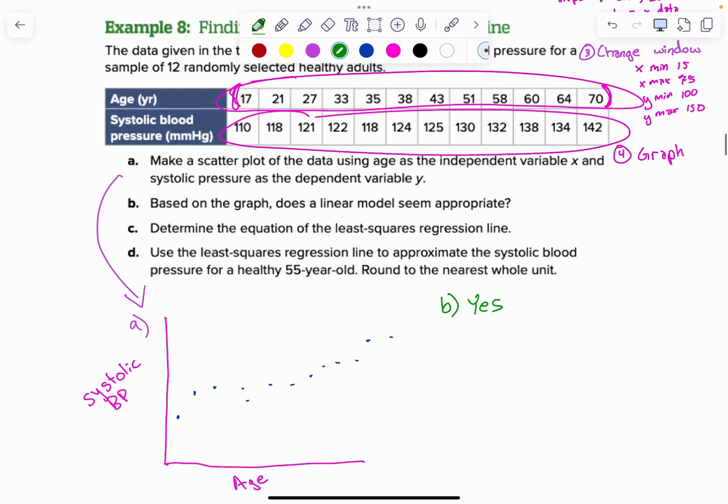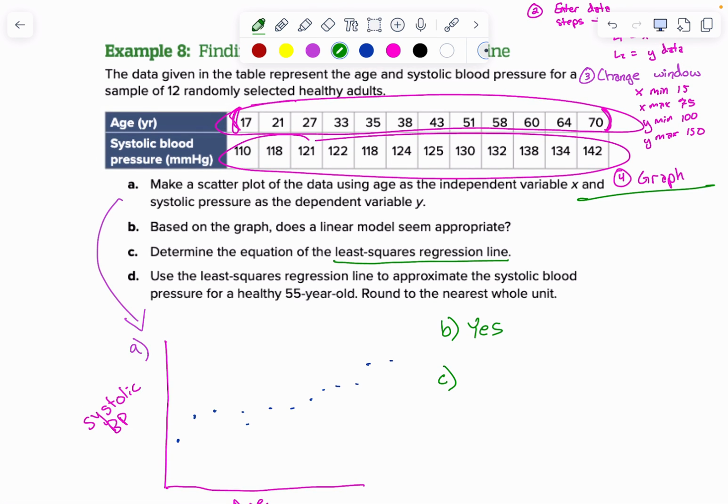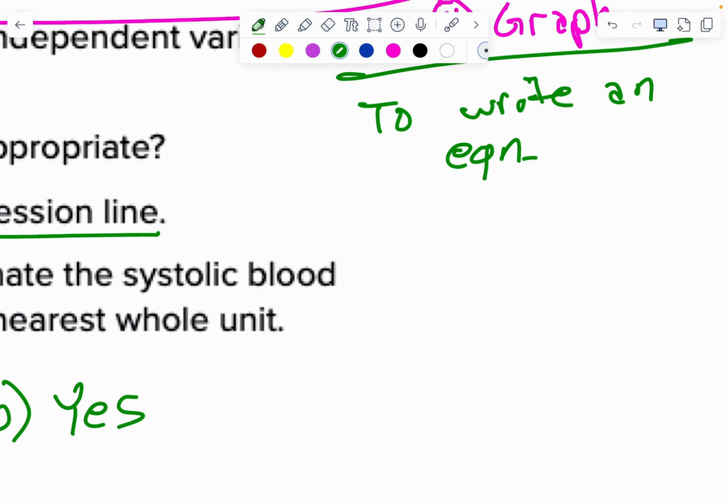Okay, determine the equation of the least squares regression line. That's just like a line of best fit, okay? So we're going to make the calculator do what we want. Write an equation. We've got all of our stuff in there. Ready? Number 1, go to stat.